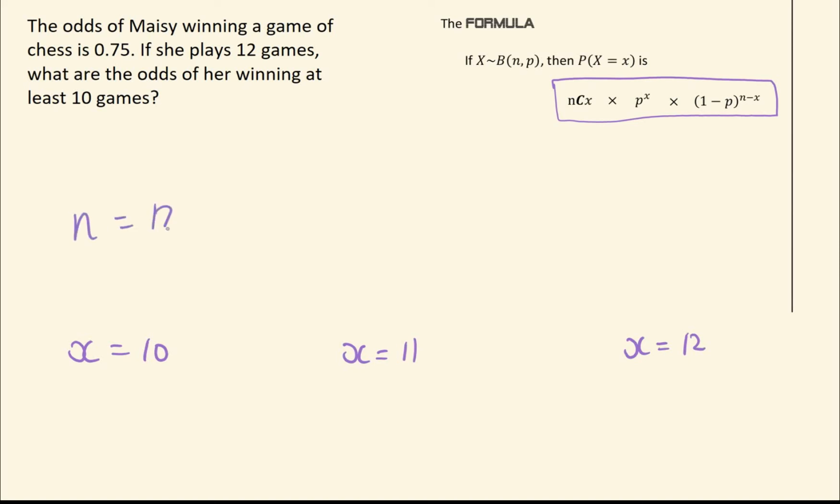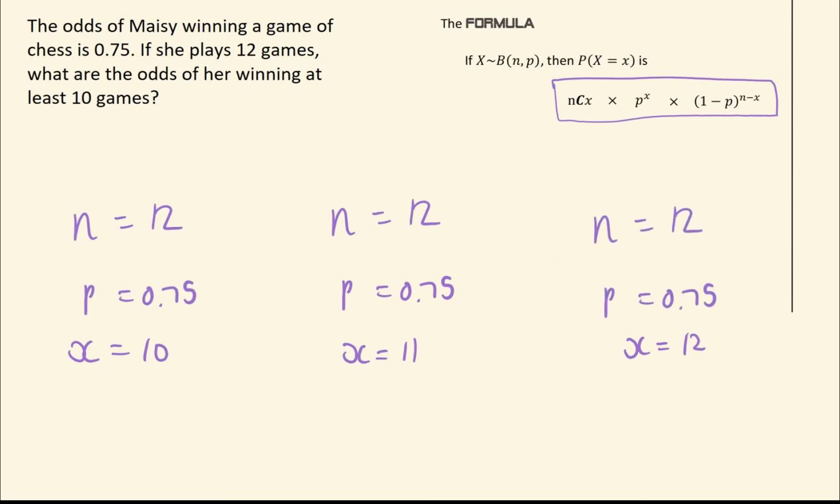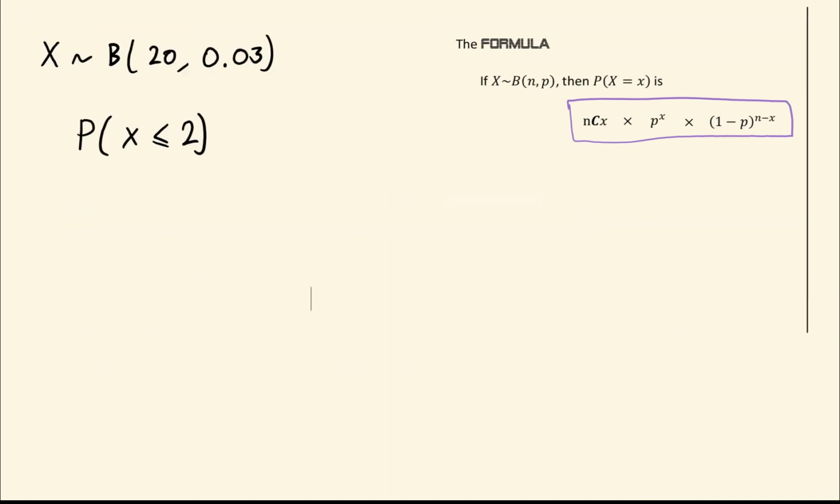And so for each one, n is 12, p is 0.75. In essence, these 2 things never change, so you can just copy them across, and then work out each one at a time in your calculator, and then add them all together, and that's your final probability.